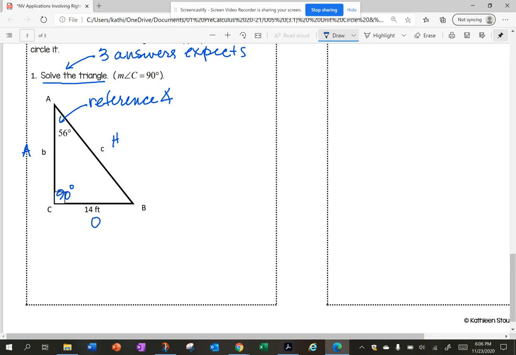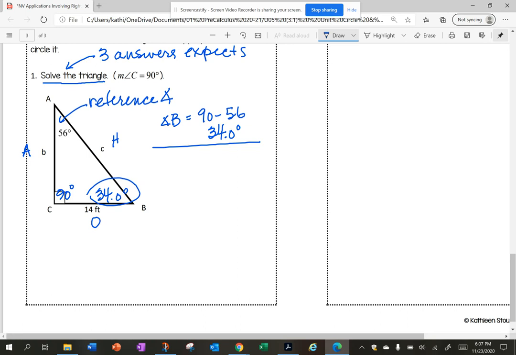So if you need a starting point, I usually suggest a student start with whatever you have two of. So in this case, I have two angles. So I'm going to solve for the third angle. So I know that angle B and angle A total 90. So I know angle B is 90 minus 56. So angle B is 34 degrees. So it's asking me to round to tenths, and I'm circling.